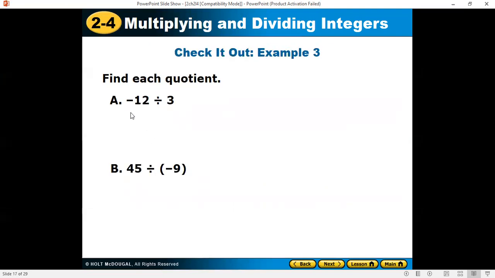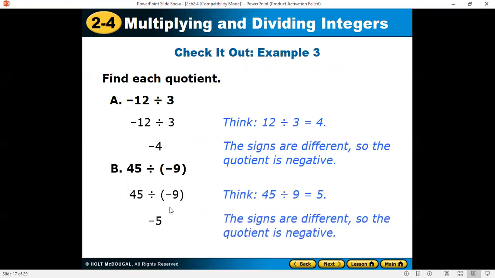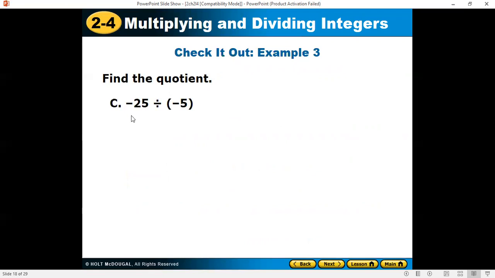One more question. Could you please think about the answer? Negative 12 divided by 3. What do you think? Yes, 12 divided by 3 equals 4. So the answer here directly should be negative 4, and we have two different signs. Negative divided by positive will be equal negative. So the answer is negative. In the same way, we are going to solve the next question, and the answer will be equal negative 5.